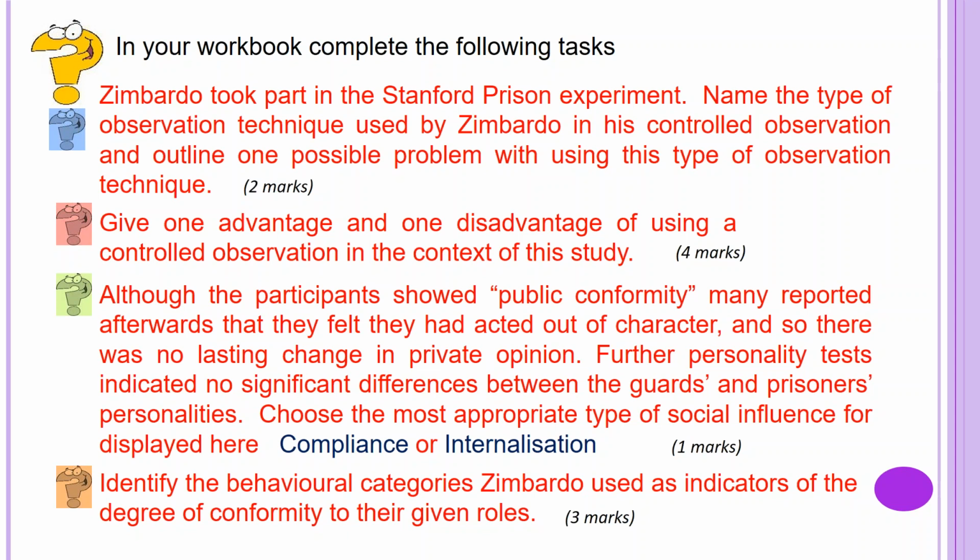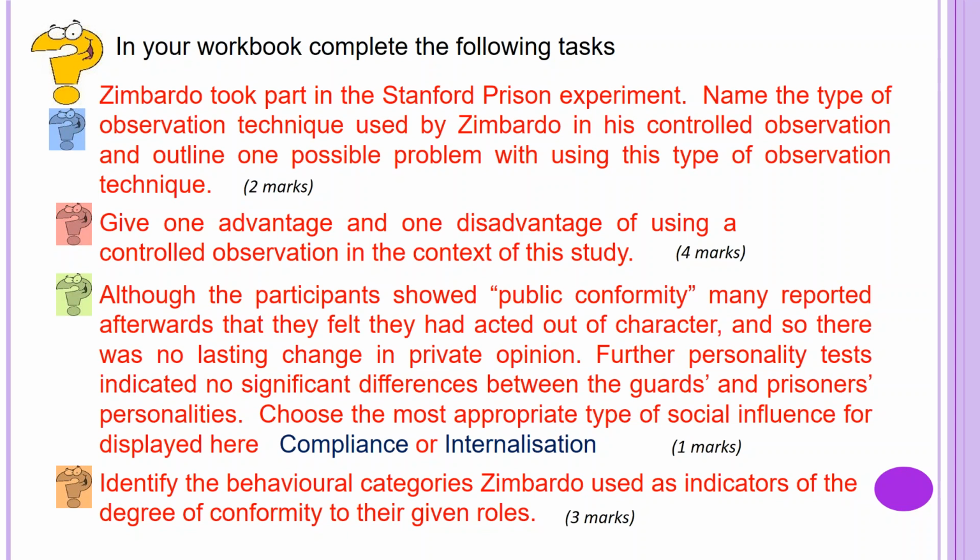So one advantage of a controlled observation in the Zimbardo study is that Zimbardo carried out personality tests on the participants and only chose the emotionally stable individuals. Therefore, Zimbardo could conclude that any conformity to social roles was due to situational and not dispositional factors.